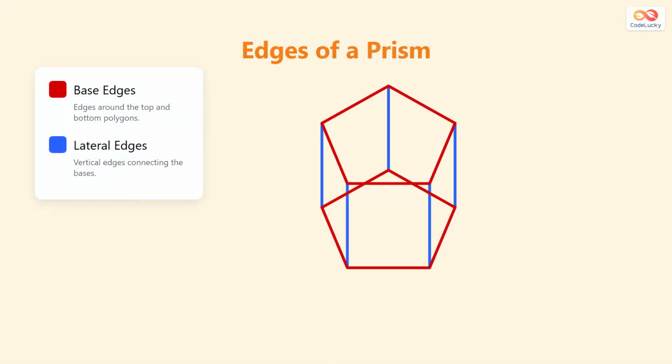Prisms have different types of edges. The edges that go around the top and bottom polygons are called base edges. The vertical edges that connect the top base to the bottom base are called lateral edges. These lateral edges represent the height of the prism.